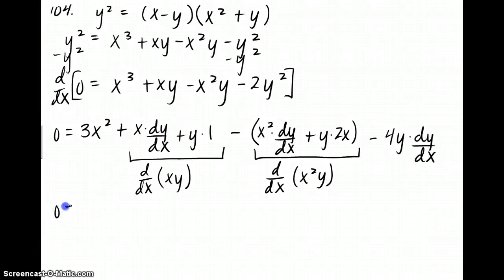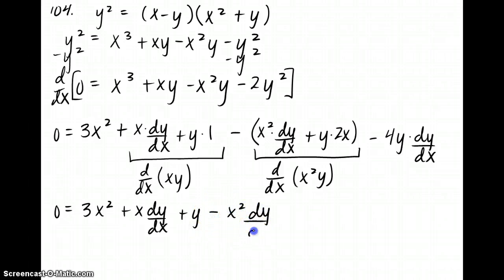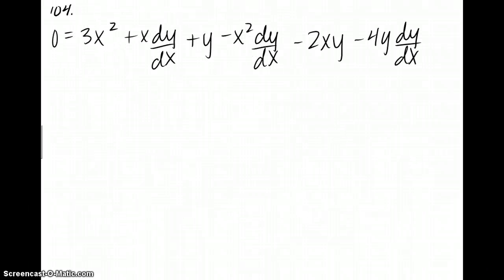Alright, so 3x squared plus x dy/dx plus y, distribute that negative, minus x squared dy/dx minus 2xy minus 4y dy/dx. One second. Okay, so this is what we have for the derivative by implicit.